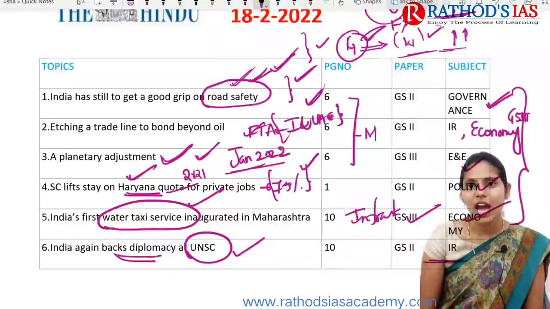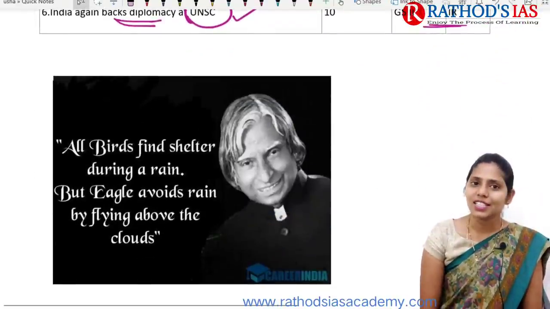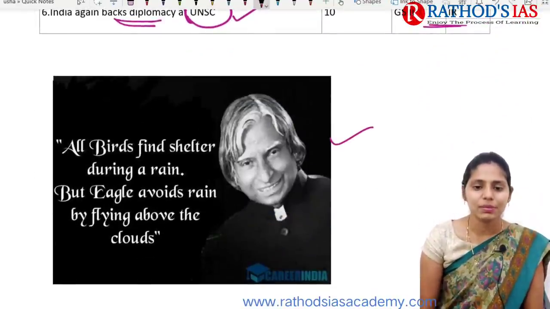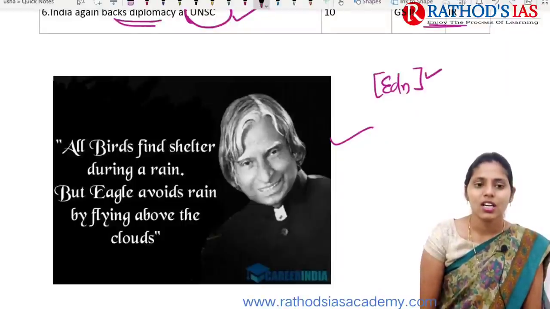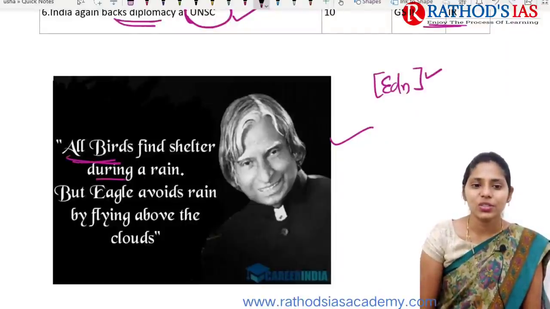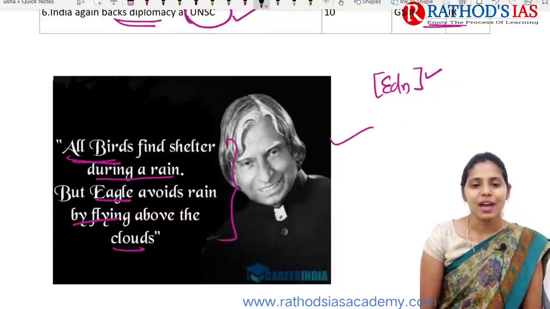Now we are going to have our discussion. So let's get started with a quote. This quote is by Abdul Kalam, and it is mainly regarding education. The quote says that all birds find shelter during a rain, but the eagle avoids rain by flying above the clouds. So what happened here?